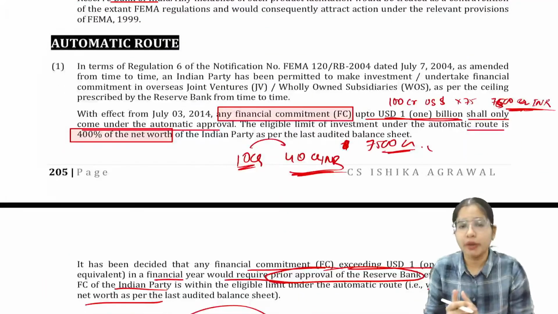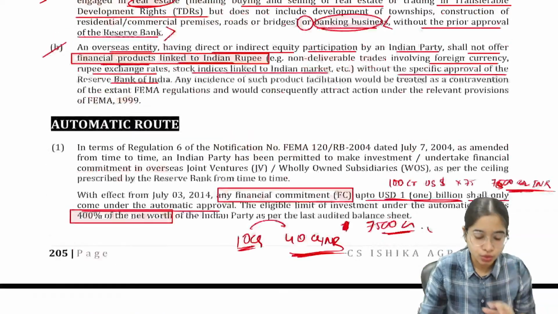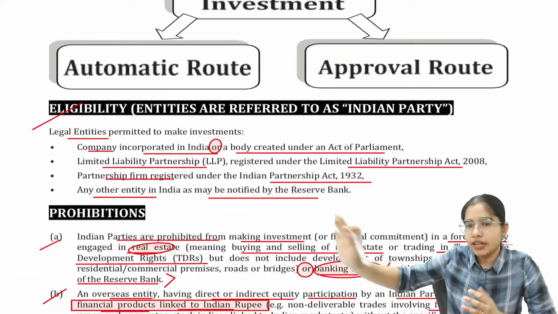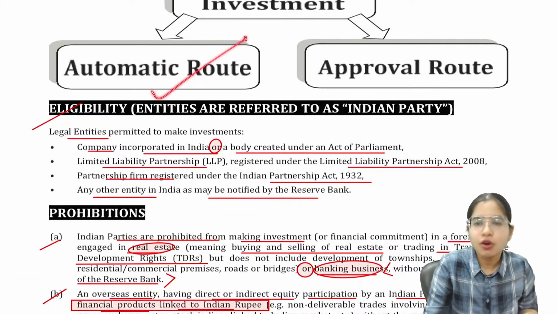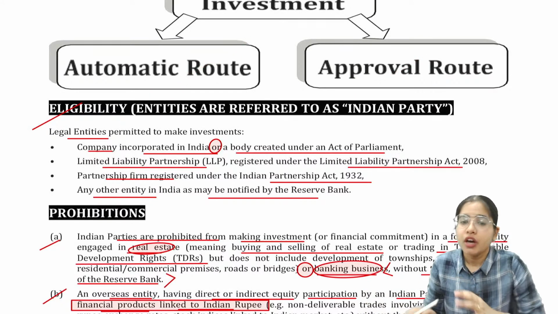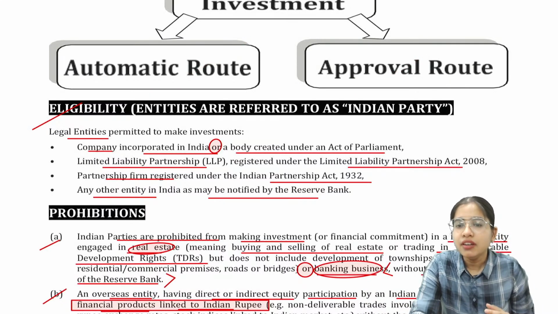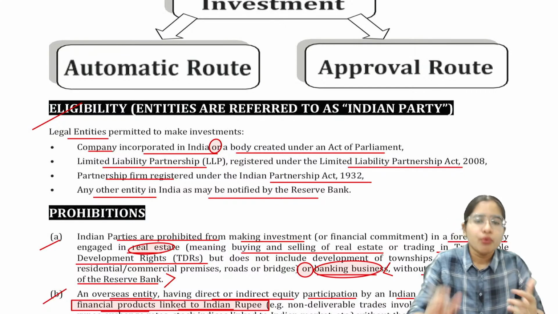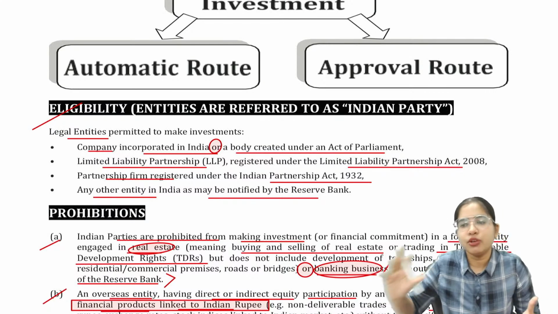Now come to the automatic route. I told you that there are two routes. If you want to make investment outside India, there are two routes. Number one, automatic route. Number two, approval route. Now the question is, when can you go through automatic route and when can you go through approval route.